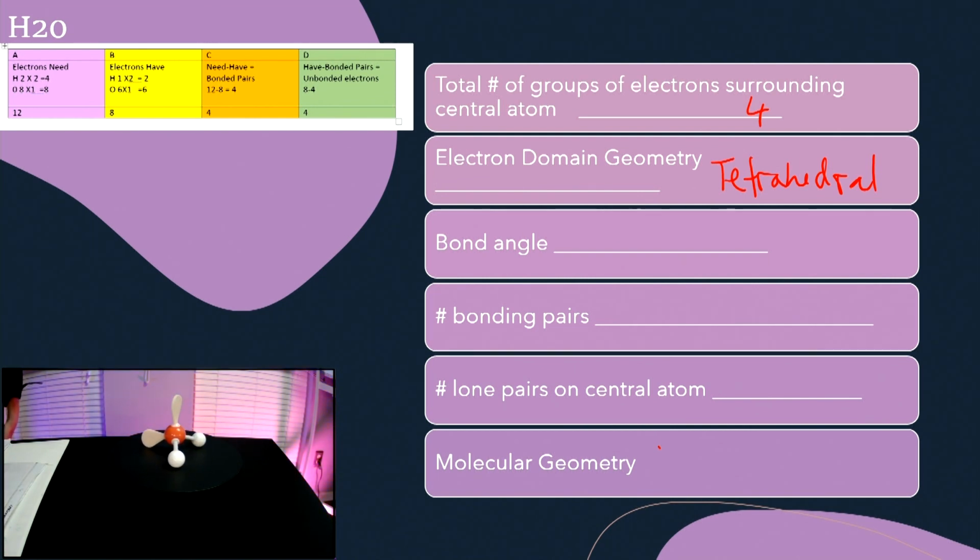The bond angle, when we're talking about water, it's very specific, and you need to know this. It is 104.5 degrees. The bonding pairs are 2. The lone pairs are 2. So the molecular geometry is bent. So this is our deep dive into some molecules.